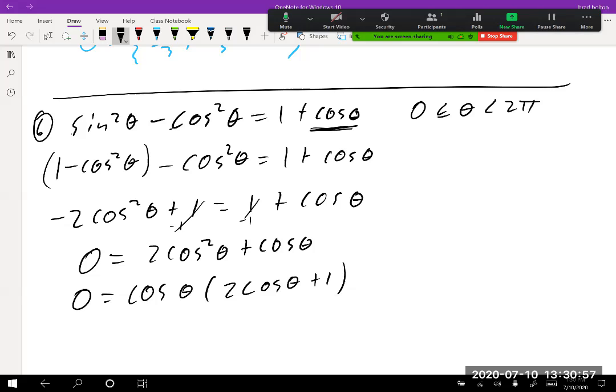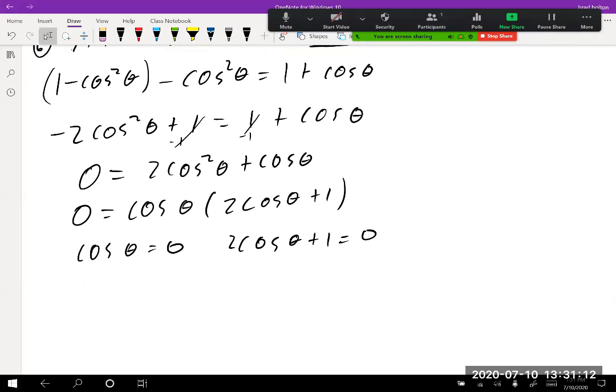Now, the thing is that we say cosine theta equals 0, and 2 cosine of theta plus 1 equals 0. So then theta here would be what? That would be pi halves and 3 pi halves, right? On my unit circle, that's going to be right here. My x value would be 0 right here. And then also right here, okay?